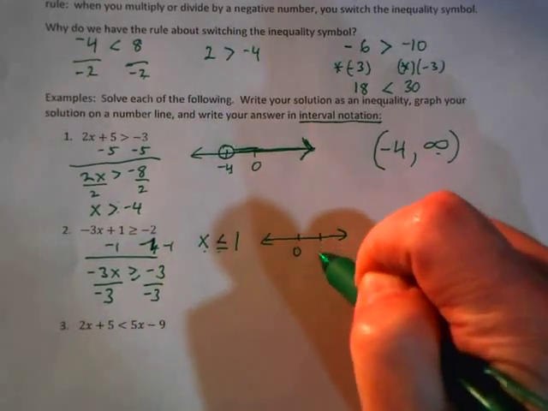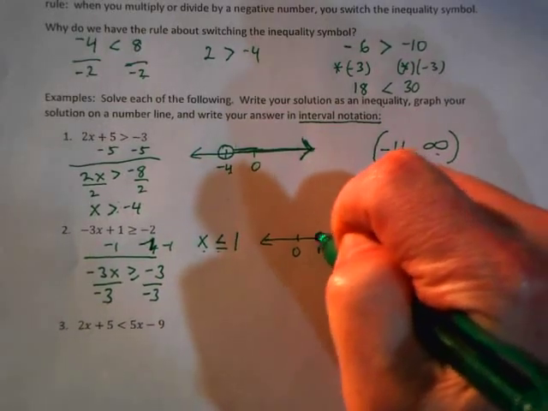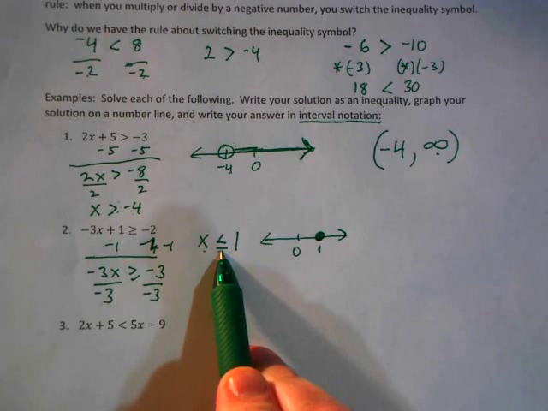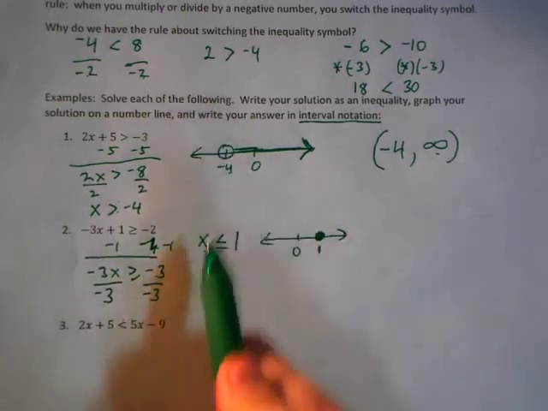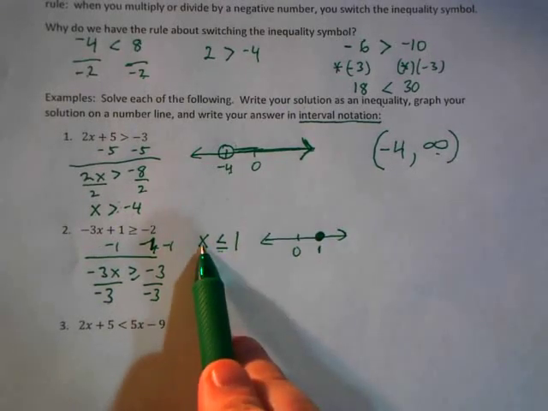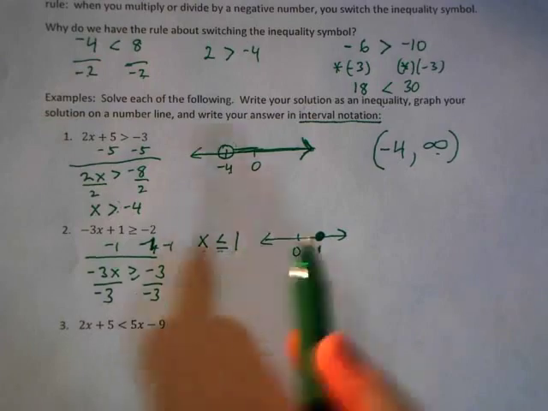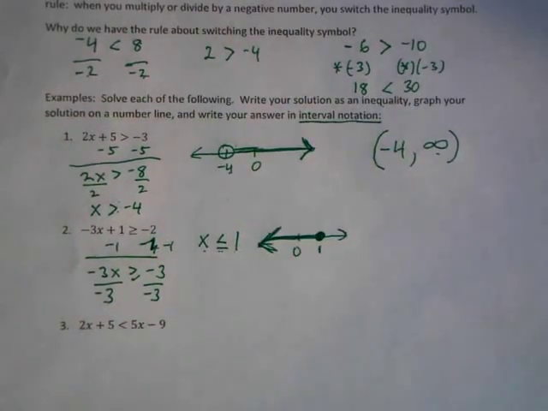Number line. There's 0, there's 1. We put a dot on 1. A dot because we have the equal to. So see the difference there. If there's no equal to, it's a circle. Equal to, there's a dot. This time we want numbers smaller than 1. So we shade to the left.